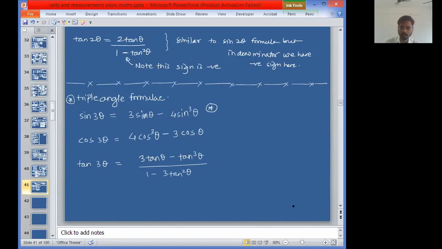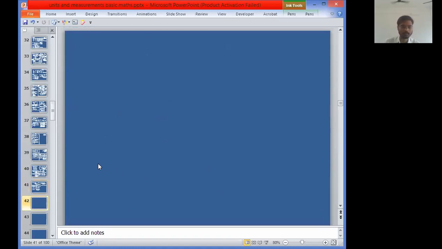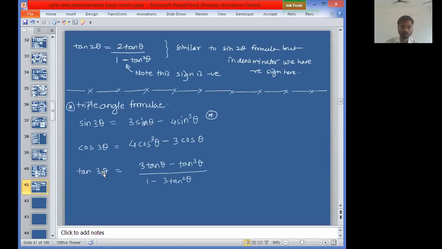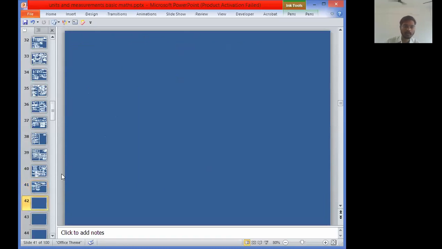Now let me move on to the next slide. Just keep on writing along with me. Now I am going to write half angle formulae. Okay. Now, let me first write the sine 2 theta formula once again.